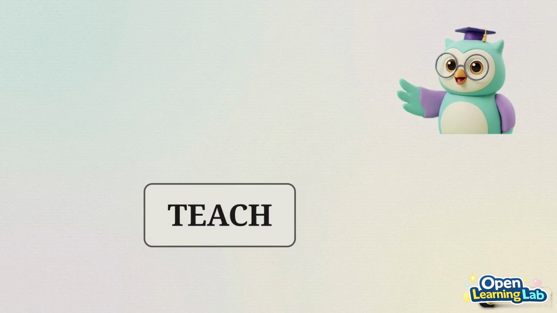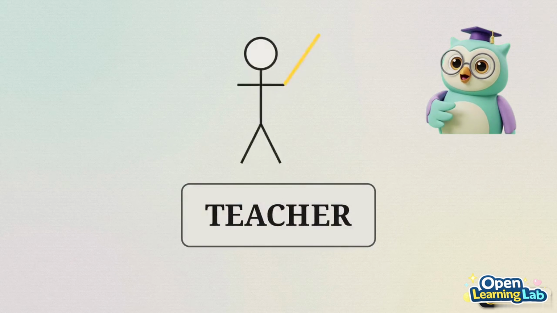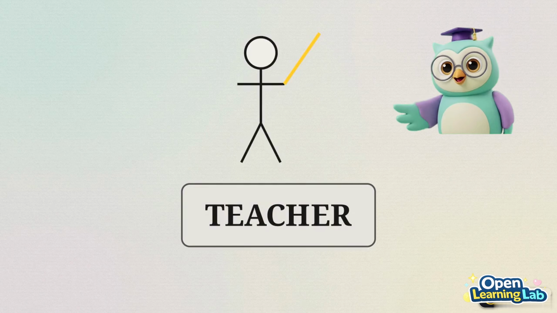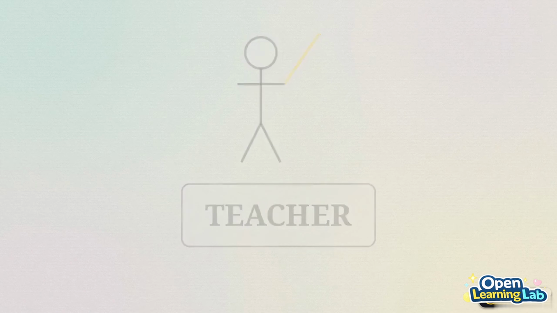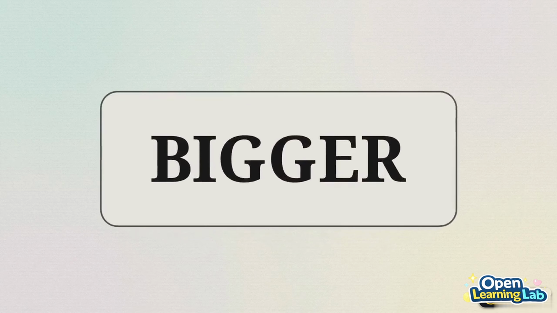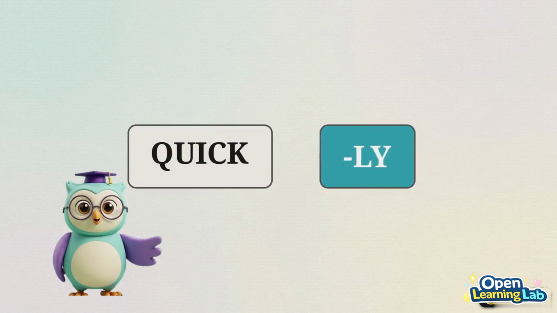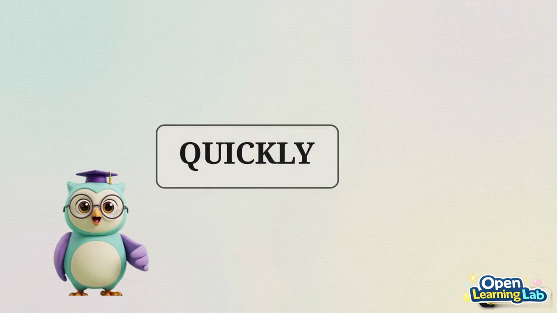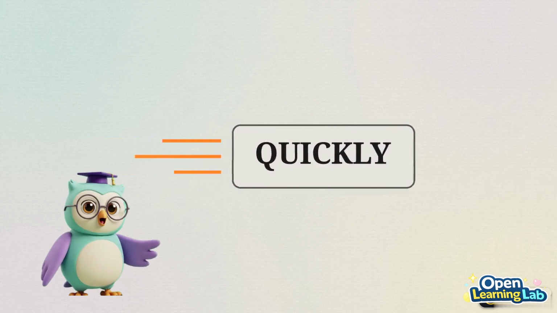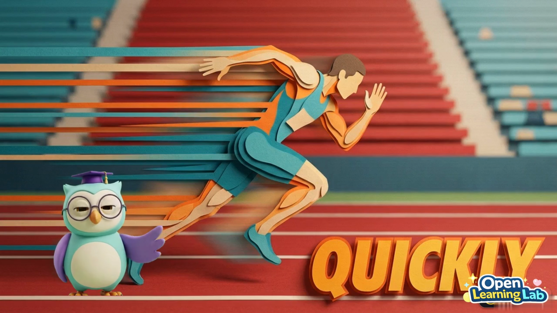Other suffixes change actions into the people doing them. Snap the letters ER onto the word teach, and you get teacher, a person who teaches. That same ER piece has a second job. When you attach it to a describing word, it means more. Add it to big, and it becomes bigger. Then we have the ly suffix. This one acts like an instruction manual. It takes a description and tells you exactly how to do an action.